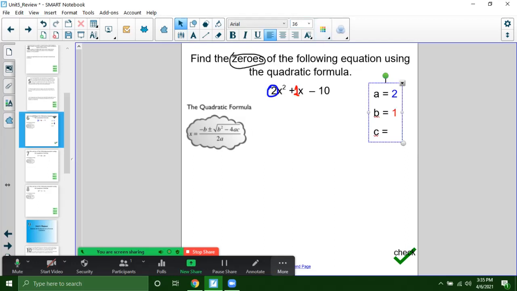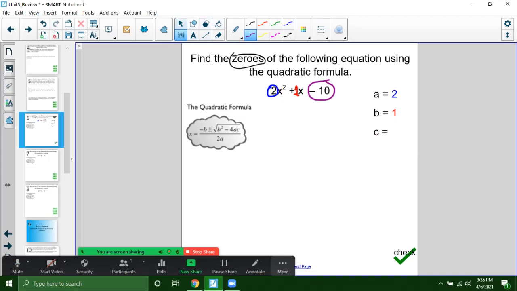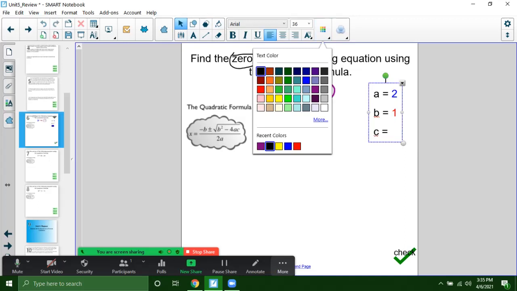Now our C, you can remember it as the constant. The constant is the number that does not have any variable stuck to it. So in this case, our constant is our -10. So C equals -10.